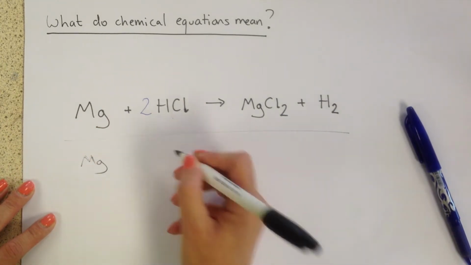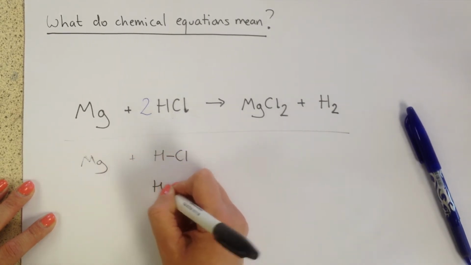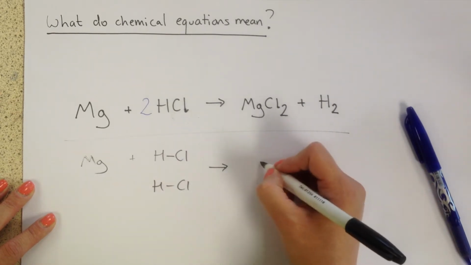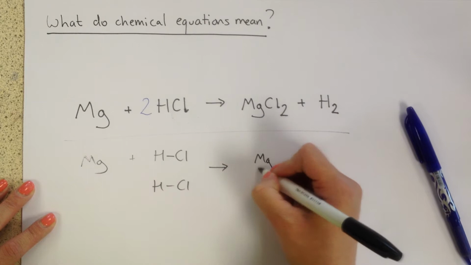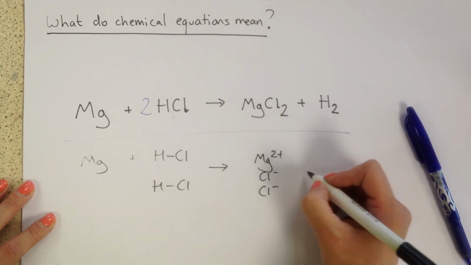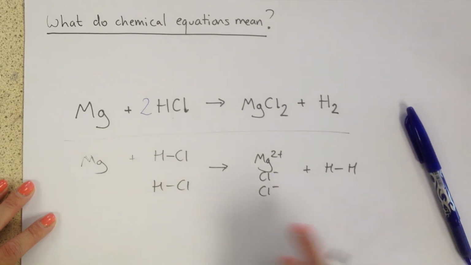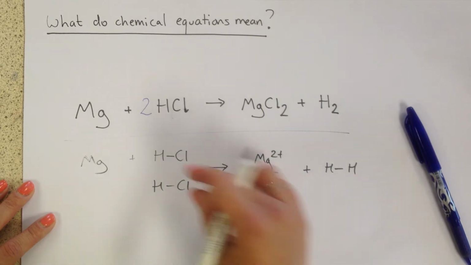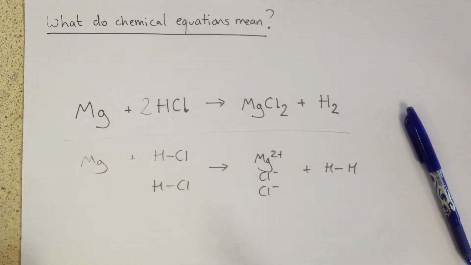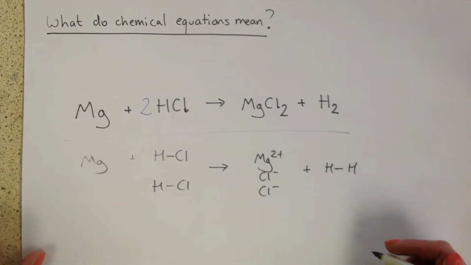Now what that actually means is that you have one magnesium atom that will react with two hydrogen chlorides. The products will be magnesium chloride, which is Mg2+, with its two singly charged chloride ions, and a molecule of hydrogen. You can see by simple counting now, two hydrogens, two hydrogens, two chlorines, one Mg, one Mg. It works. So that's a balanced equation.